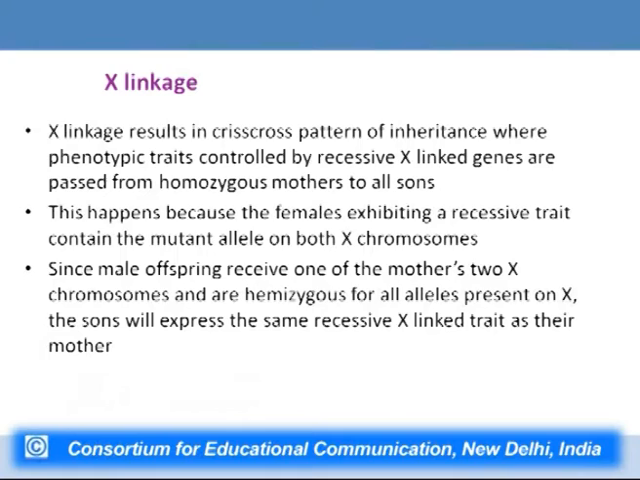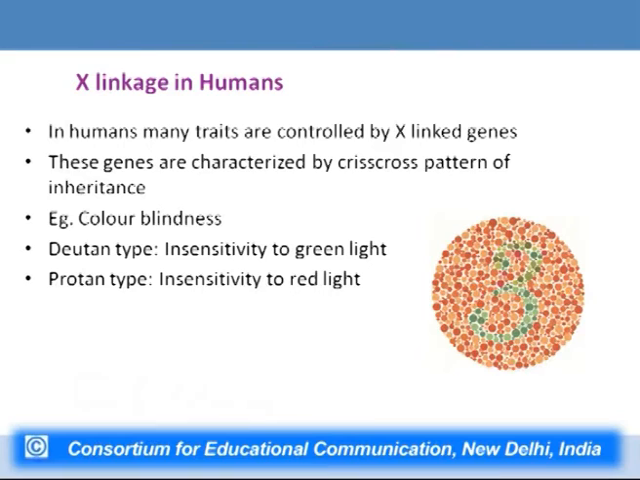In humans, many traits are controlled by X-linked genes, and these genes are again characterized by a crisscross pattern of inheritance. One example is colorblindness. Colorblindness can be of Deutan type or Protan type, which respectively are insensitivity to green light and insensitivity to red light. Individuals who are color blind cannot distinguish green color and red color. It is not a deleterious situation, but it might pose some practical problems for humans who have this particular condition.